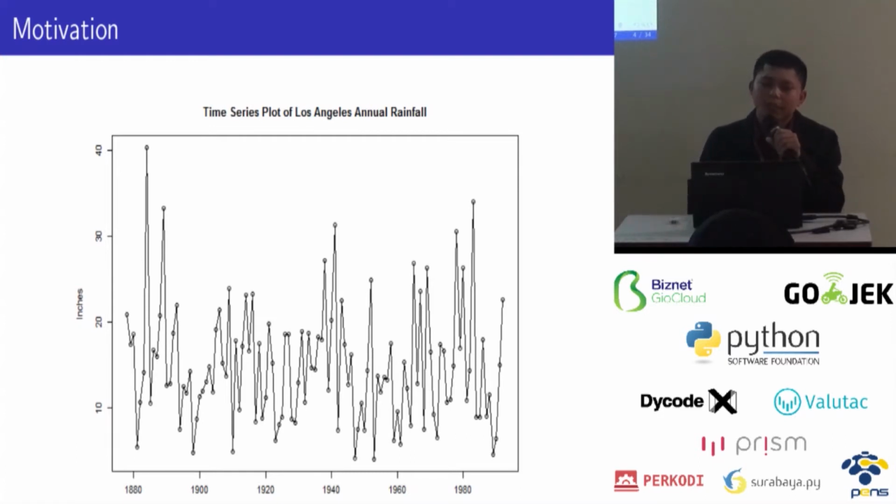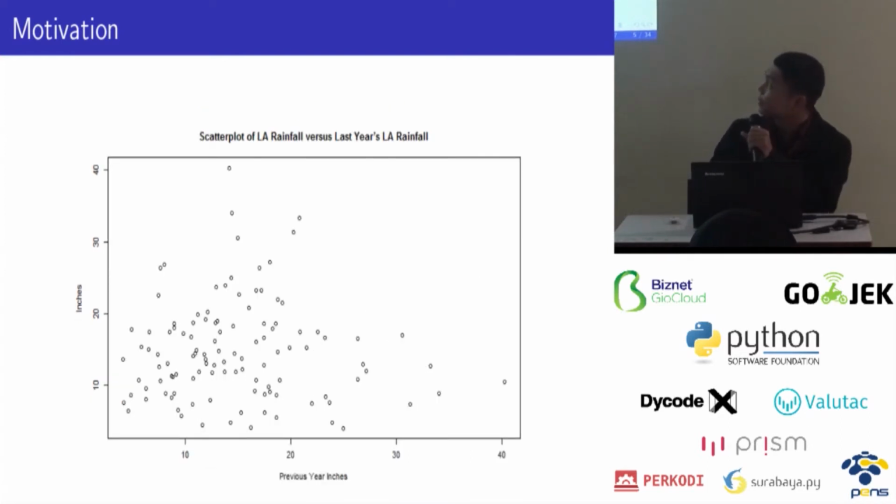And how do we model this data? First, we can model this data using the variable maybe the time. Also, we can model the data using the observation before the actual time, like this scatter plot. This is the number of rainfall in Los Angeles. This is the rainfall today, for example, and this is the example of the previous year. So we can see the pattern from the data in order to find if these two variables are correlated or not.